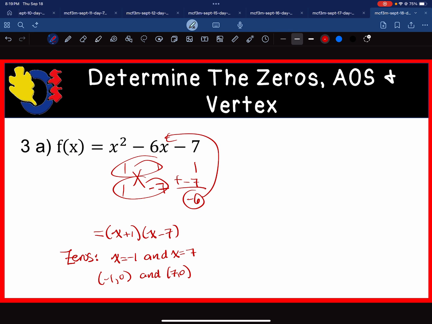Okay, next we're going to find the AOS, the axis of symmetry. So to do that, we're going to take the average of our zeros. So x is equal to -1 plus 7 divided by 2. And then we're going to go ahead and solve for x. So x is equal to 6 divided by 2. So x is equal to 3.